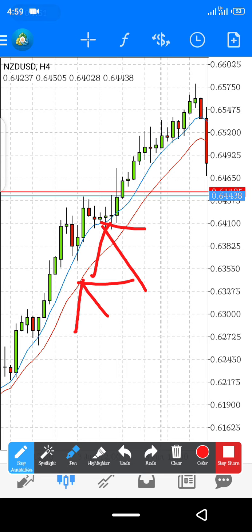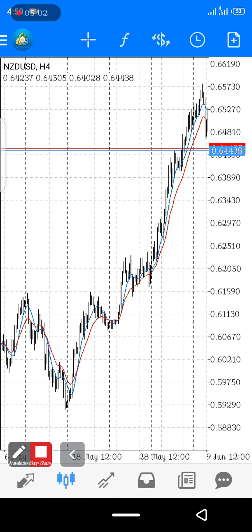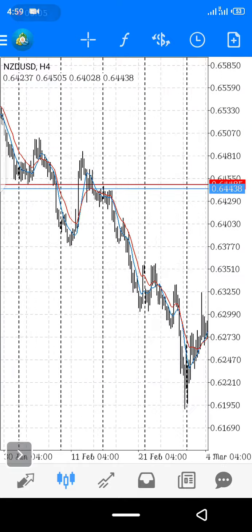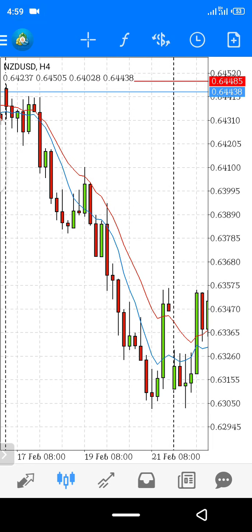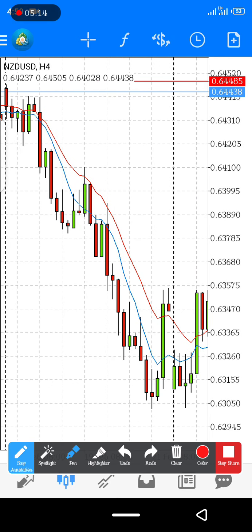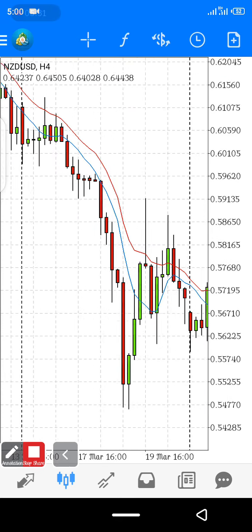Please pick up your pen and write down: in a bullish trend, the blue line is above and the red line is below. And in a bearish trend, it's the opposite. Now look closely. In a bearish trend, the red line is on top, while the blue line is below. I'll give you a few seconds to get those points down as we continue on our moving average indicator.